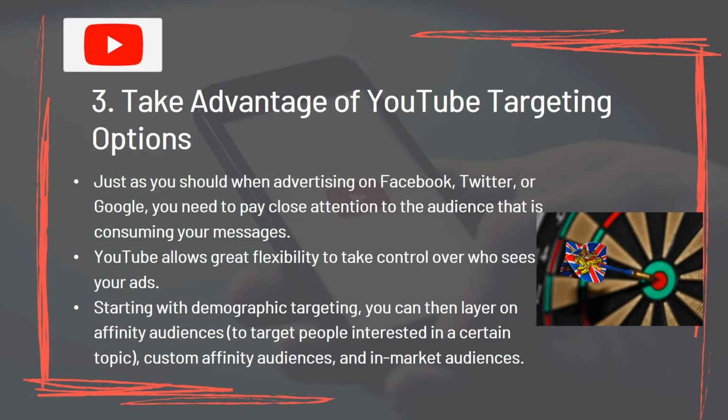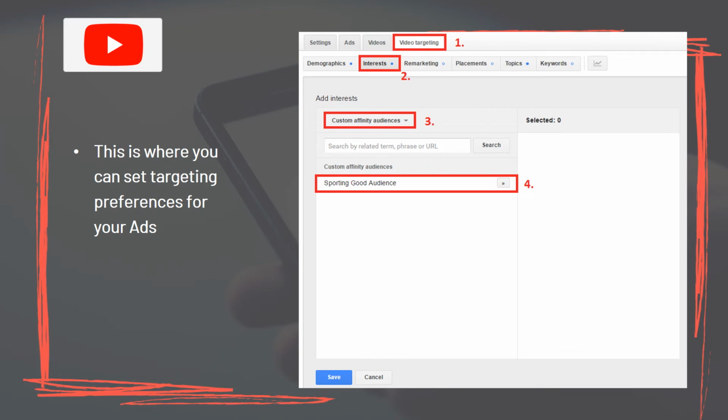3. Take advantage of YouTube targeting options. Just as you should when advertising on Facebook, Twitter, or Google, you need to pay close attention to the audience that's consuming your message. YouTube allows great flexibility to take control over who sees your ads. Starting with demographic targeting, you can then layer on affinity audiences to target people interested in a certain topic, custom affinity audiences, and in-market audiences. This is where you can set targeting preferences for your ads.